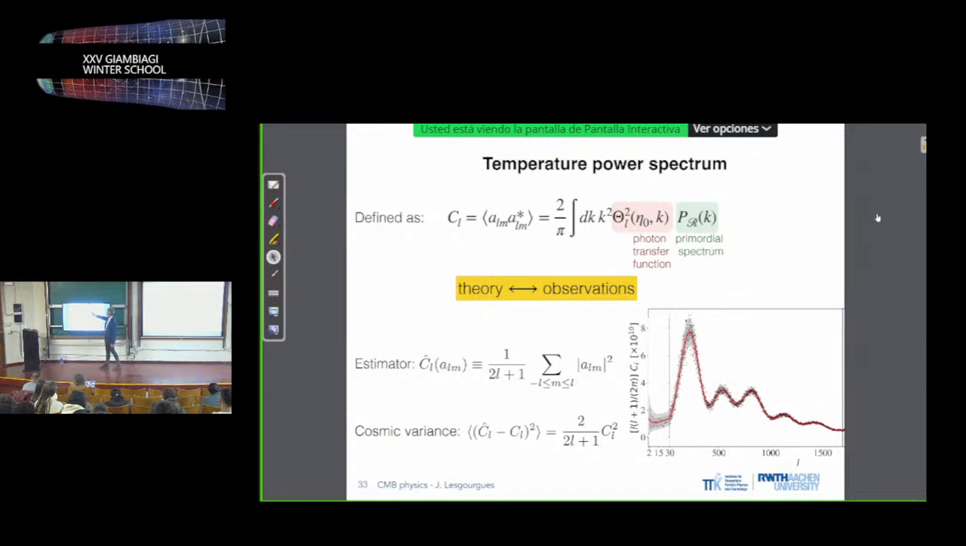And today we are going to put all our efforts on trying to understand what this quantity looks like, and then use this formula to understand the shape of the C_ℓ spectrum.